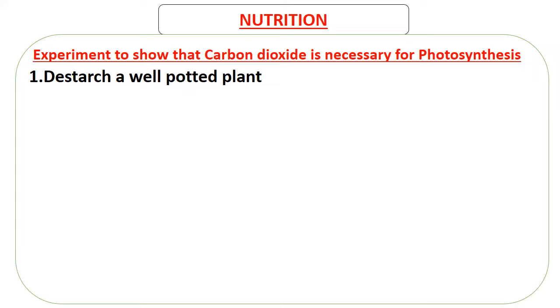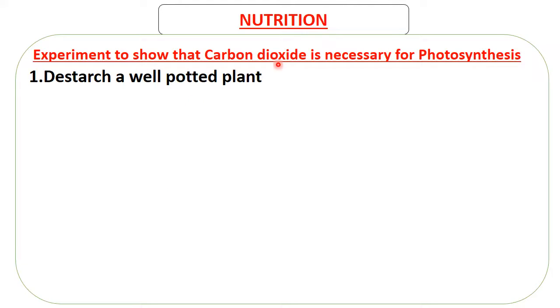So in short, the idea is we're going to take a plant, we remove all the starch in it, then we allow it to undergo the process of photosynthesis, then we test again if there is starch. If there's going to be starch again when there was no starch, then we can be sure that photosynthesis has taken place. So to destarch a well-potted plant, you just put it in the darkness for 4 to 6 hours so that all the starch in that plant is used up. Once that is done, you can put your plant in sunlight so that photosynthesis takes place.